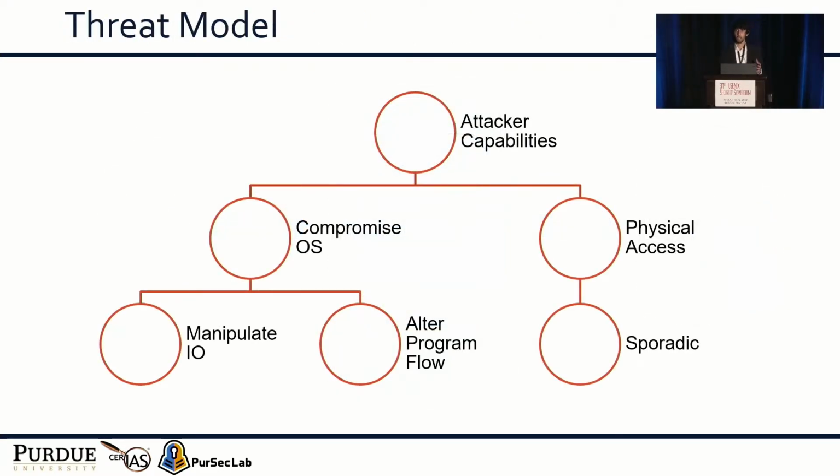Keeping that in mind, our attack model assumed that our attacker was able to compromise the OS, making sure that he was able to manipulate inputs and outputs as well as alter program flow. We also assumed that he has sporadic physical access, meaning that he could access the device at different times randomly for different intervals of time.